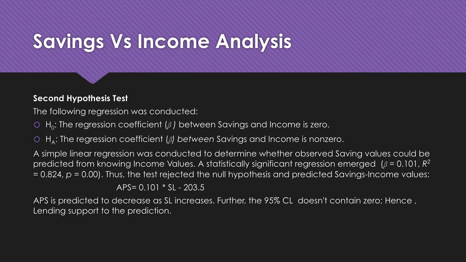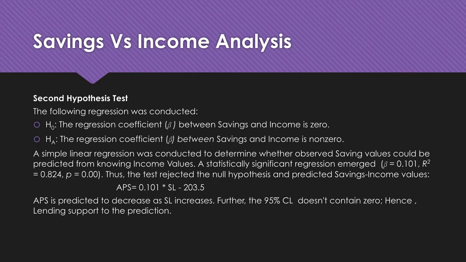A statistically significant regression emerged. Here beta was 0.101, so the regression coefficient was 0.101. The coefficient of correlation squared is 0.824, and the p-value was 0. Thus this test rejected the null hypothesis and predicted the savings from income values. So the APS here is equal to 0.101 times SL minus 203.5. What we could say is APS is predicted to decrease as the SL increases. With a 95% confidence level, it means that the interval doesn't contain 0. Hence, this prediction has lending support.